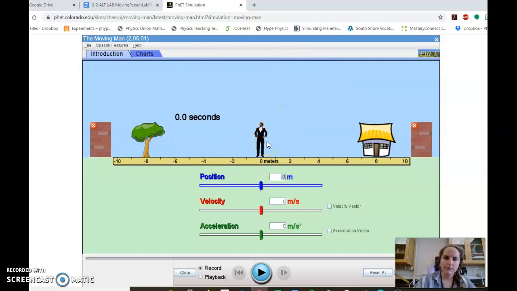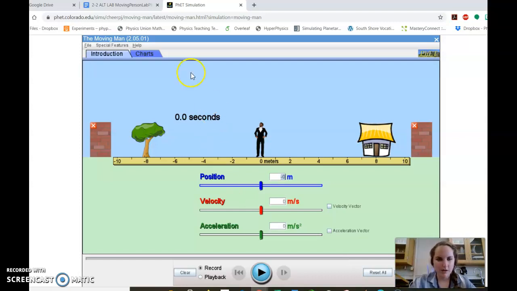So this is the PhET simulation. It's called the Moving Man. Basically, we are asked to play around with position, velocity and acceleration first. Adjusting the position is going to adjust where he is located on this line. Adjusting our velocity is going to adjust how fast he is going in a certain direction. If it's negative, he's going in the negative direction. If it's positive, he's going in the positive direction. And acceleration is just the change in velocity over time. So you will see him either accelerating or decelerating, depending on whether you put a positive or a negative number there. I hope this makes sense.